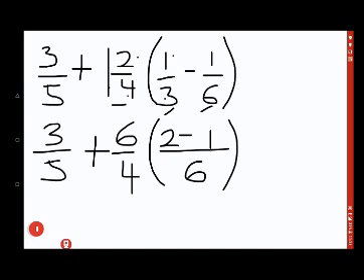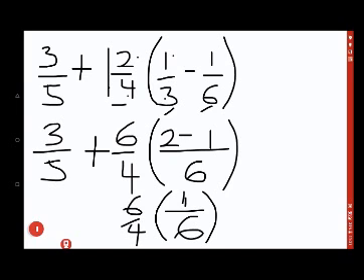We have 2 minus 1 for the numerator. 2 minus 1 is 1. So it will be 1 over 6. Now bracket in itself is times, that is multiplication. So you can have your brackets still on the 1 over 6, then 6 over 4, then plus 3 over 5. Now like I said, the bracket still stands as multiplication. So at this point, you can treat it as a multiplication.